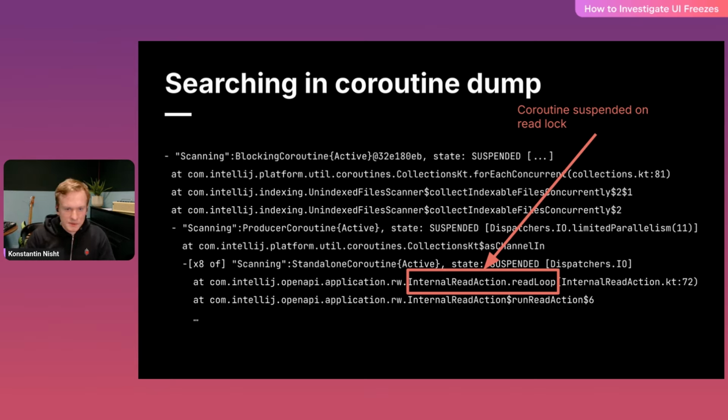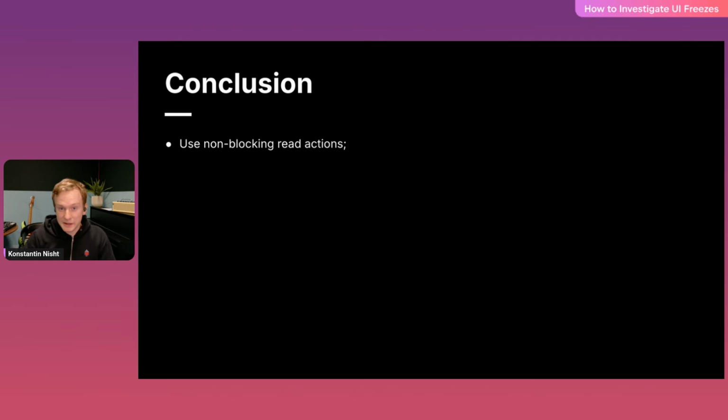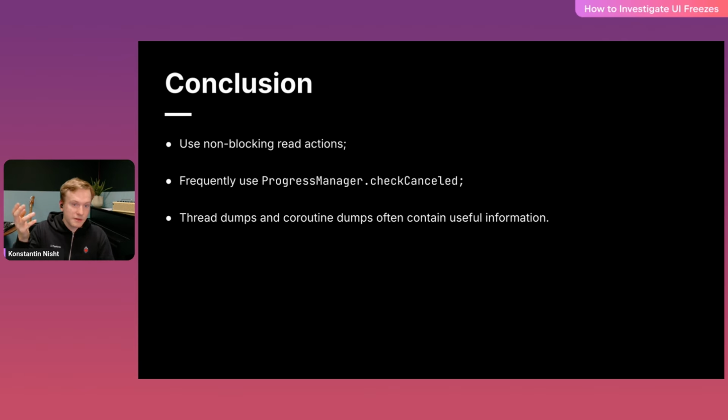Yeah, that was a small guide on how to look at coroutine dumps and not be that scared. In conclusion, what do you need to remember after this talk? So use non-blocking read actions. They are nice, but you also need to keep them short enough so that they wouldn't take lots of CPU and the restart wouldn't be that bad. But they are actually better than regular blocking read actions. Yeah, you also need to use checkCancelled frequently enough to help IntelliJ Platform be responsive.